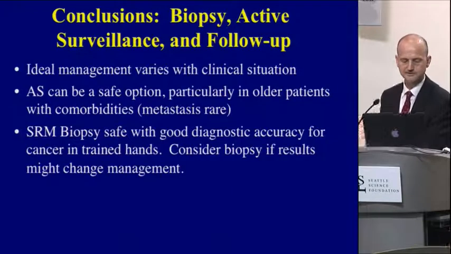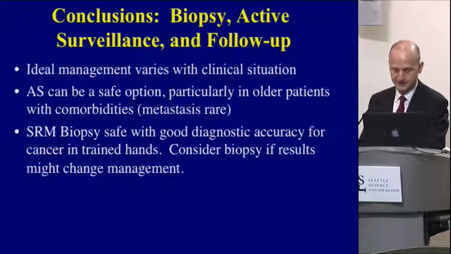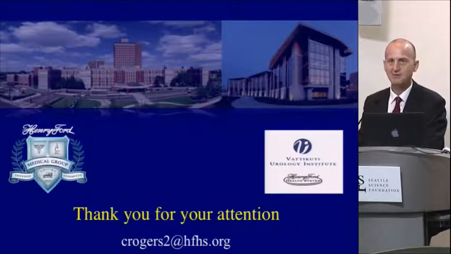So in conclusion, ideal management is going to vary with the patient. It's going to vary with their comorbidities, and it's going to require good clinical judgment. But active surveillance can be a safe option in the appropriate patient, older with comorbidities. Biopsy can be one thing to offer certain patients where it might change your management plan. And I'll end with that, and we'll go to the case.